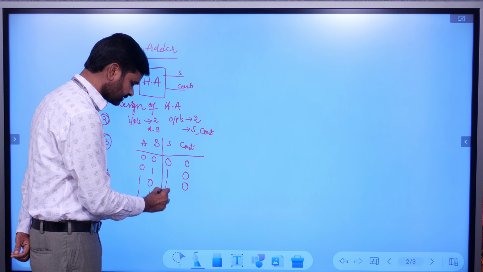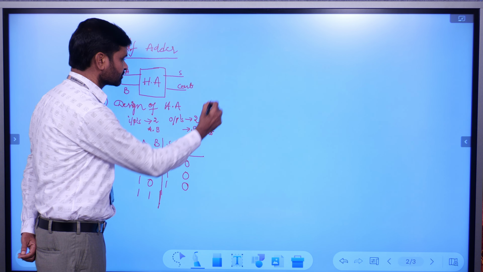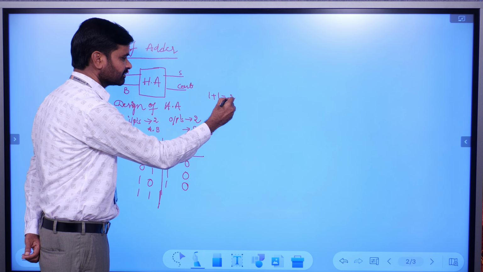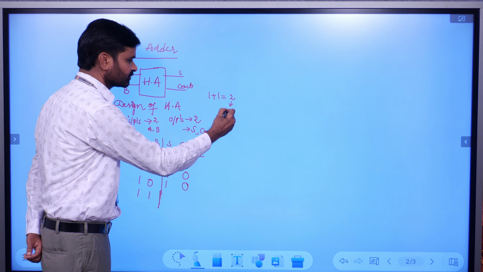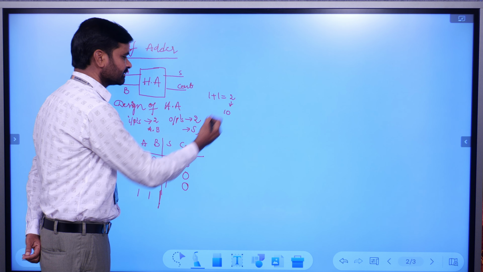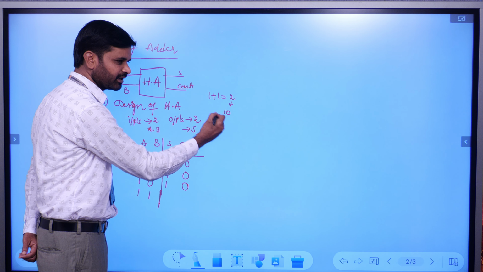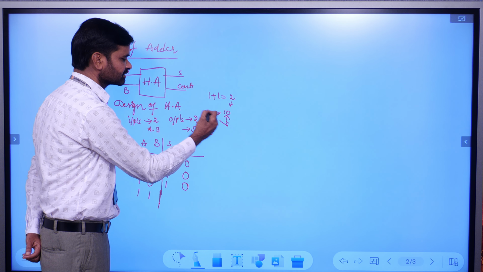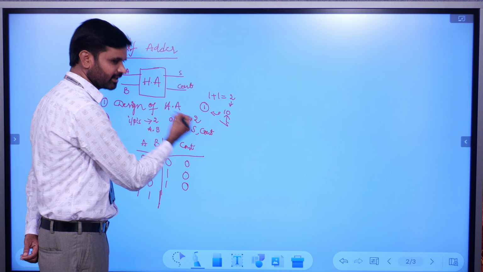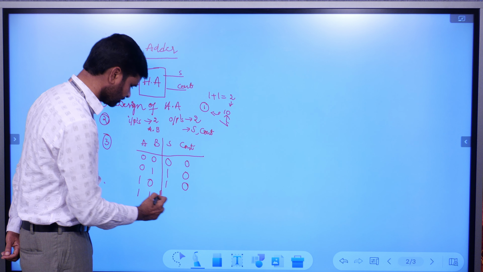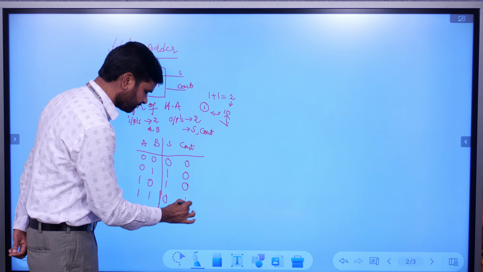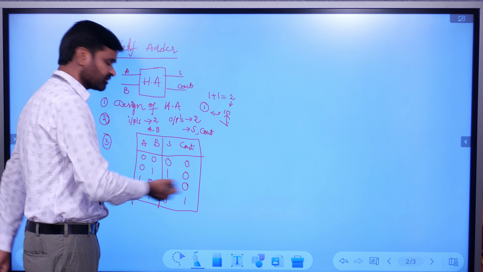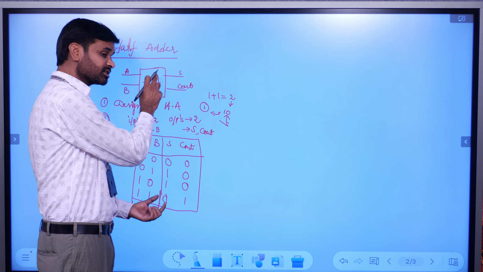So here 1 plus 1 is equal to 2 in decimal. But for representation, we write the decimal value 2 in binary as 1 0. In this 1 0, 0 is the sum and the carry, cout, will be 1. It will be propagated to the next stage in multi-level adder circuits. So sum will be 0 and carry will be 1. So this is the truth table of the half adder circuit, the description of the function of a half adder circuit.